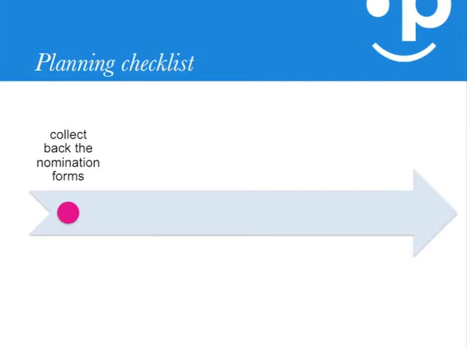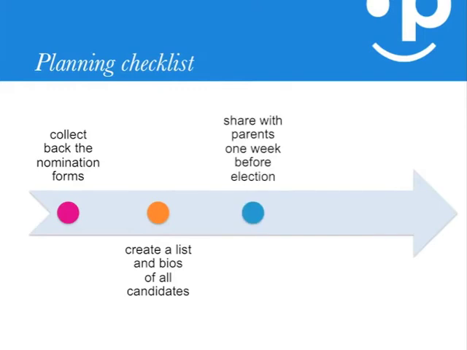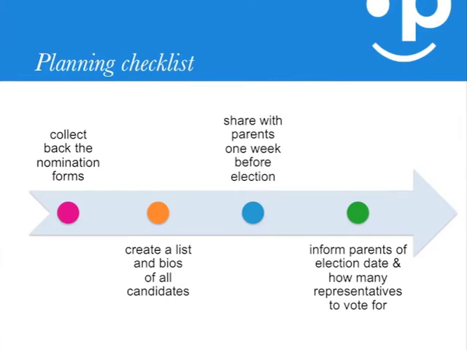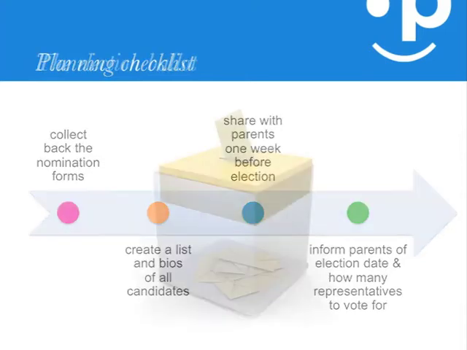If there are enough nominees for an election, your next step is to distribute to parents a list of all the candidates, along with their answers to the question from the nomination form. You could send this information home, post it on a school bulletin board, upload it to the school council section of your website, and email it out to subscribers. Make sure to include the date of the election, as well as the number of parent representatives parents can vote for. This should all be done at least a week before the election.